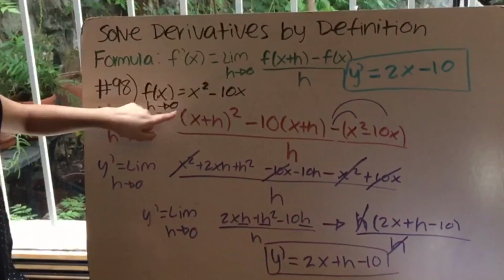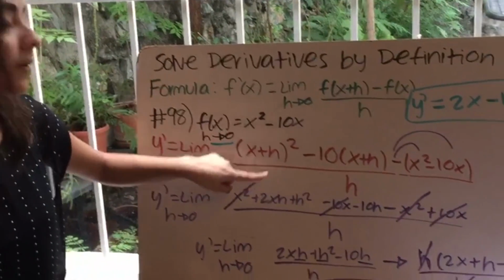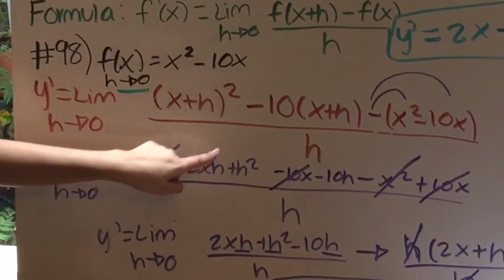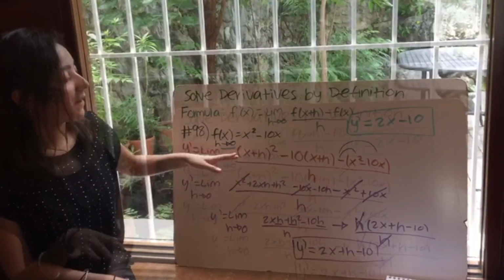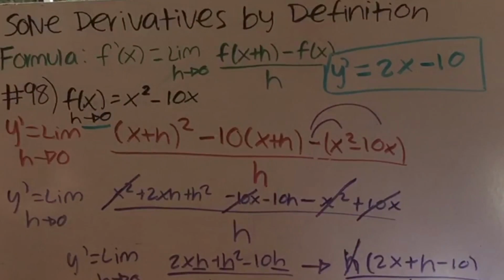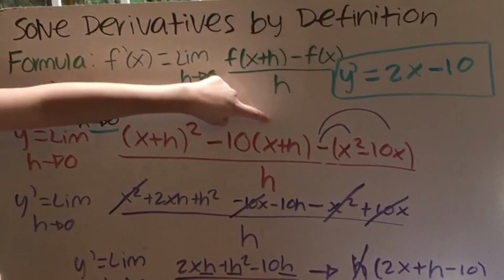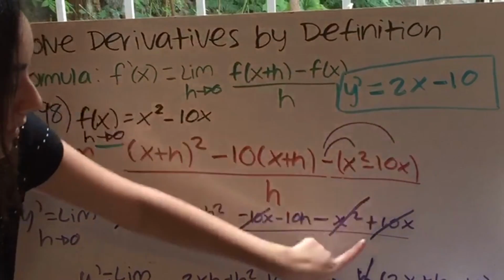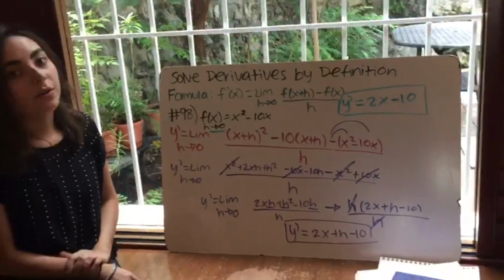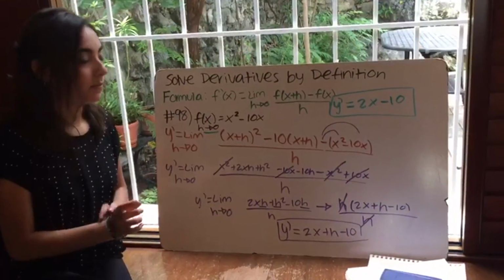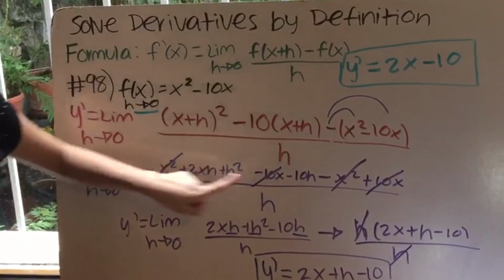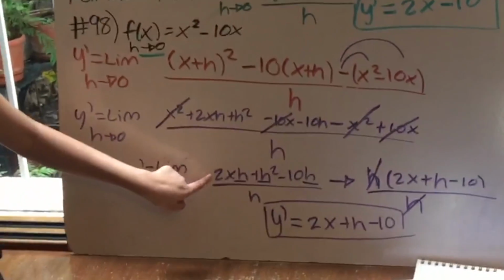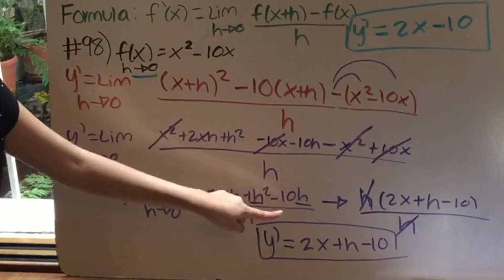In the first part of the numerator, we're going to square the first, double the middle times 2, and square the last. So in here is x squared plus 2xh plus h squared. Okay? On the final part of the numerator, we're going to use the distributive property, which leaves us with 10x minus 10h minus x squared plus 10x. And finally, we're going to cancel out all the numbers that are the same, but with a different sign. So the x squared minus x squared, the negative 10x plus the 10x, which leaves us with 2xh plus h squared minus 10h over h.